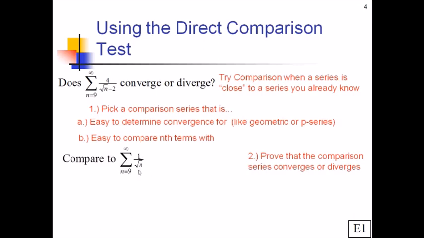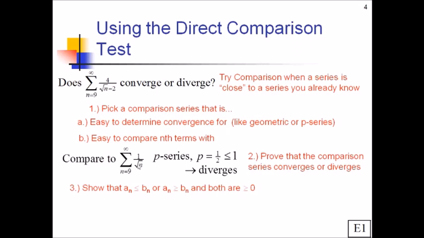So this is a p-series that we just picked for comparison. P-value of 1/2, and since that's less than or equal to 1, we can very quickly show this diverges by our p-series test. All right, so next we're going to show that our series that we just picked is either less than or greater than the original, and that both series are greater than or equal to 0, are non-negative.